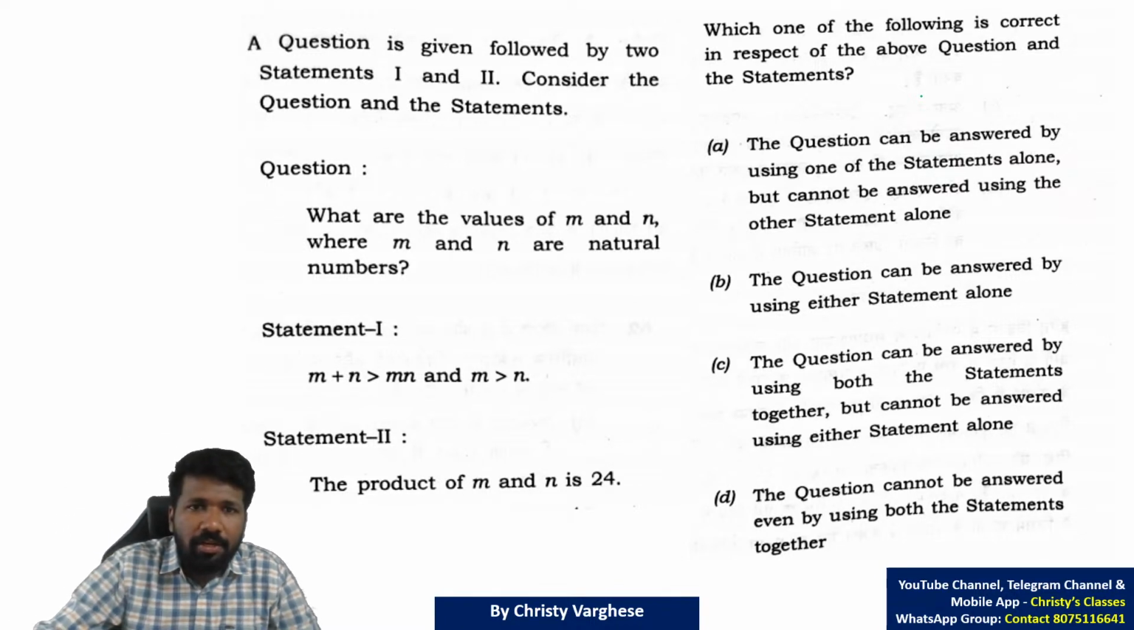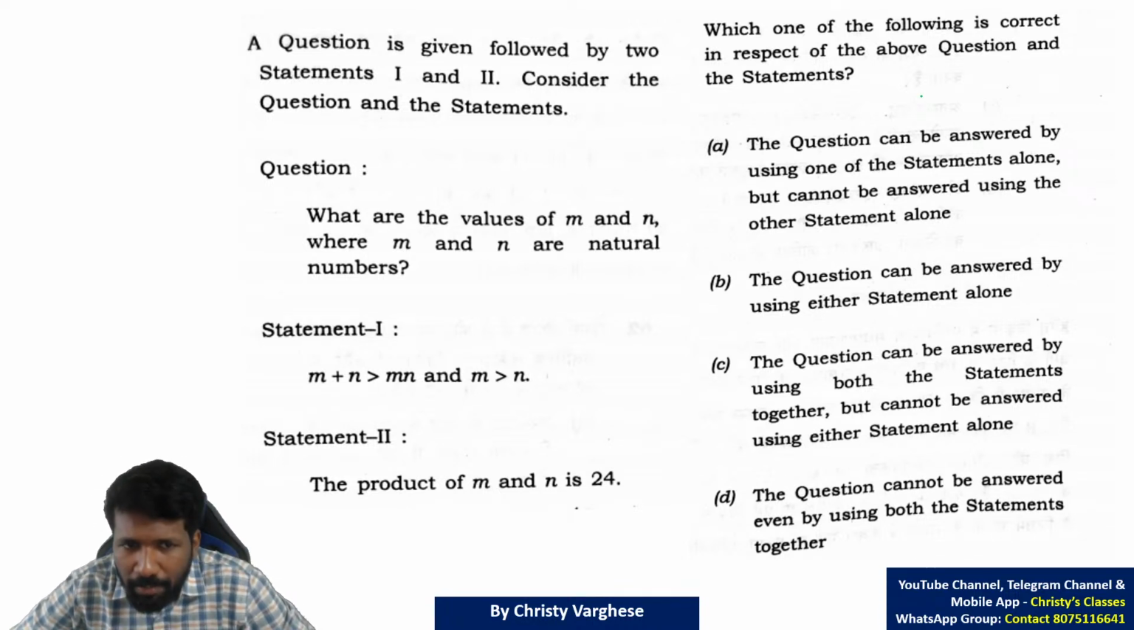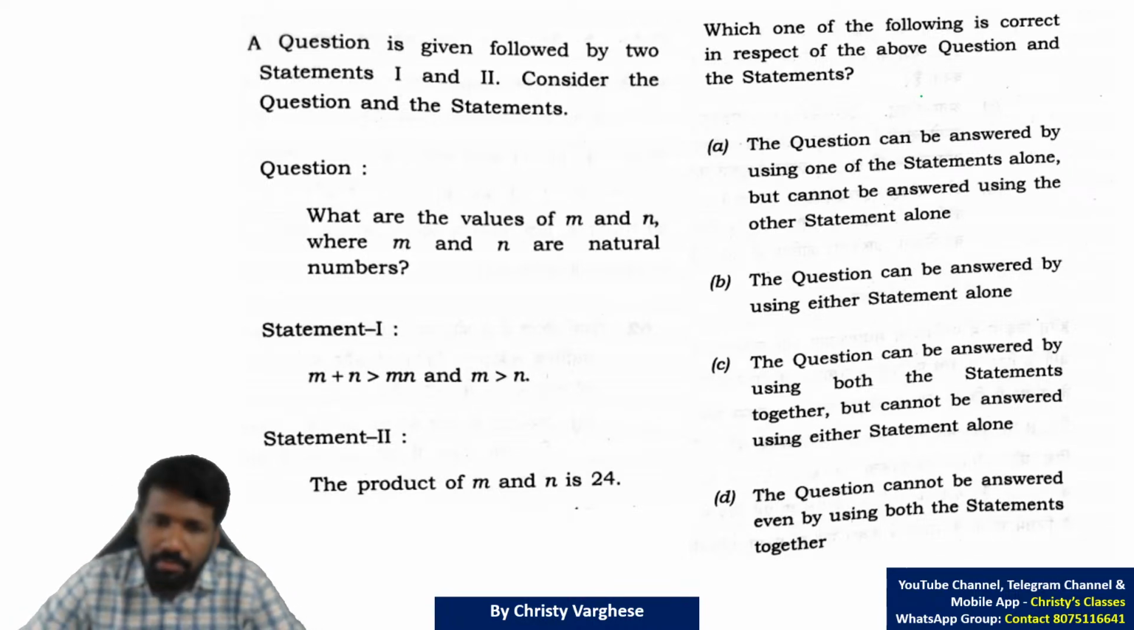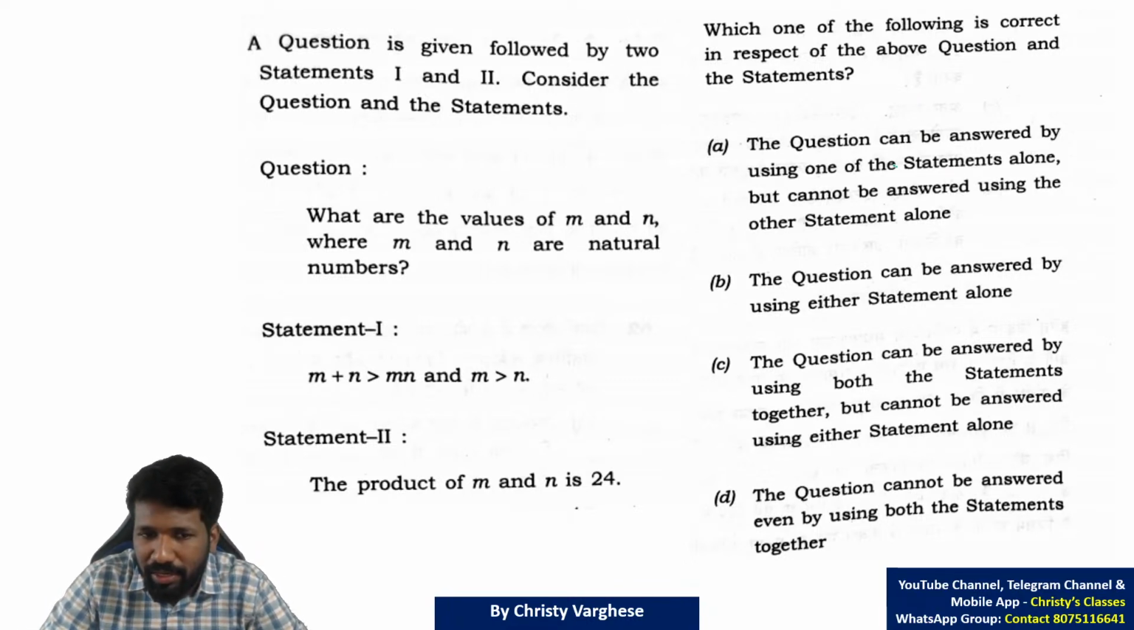Okay, so I'll explain. A question is given followed by two statements, 1 and 2. Consider the question and the statements. Question: what are the values of m and n, where m and n are natural numbers? Natural numbers is a requirement. We need to find the value of m and n. So is statement 1 enough or not?